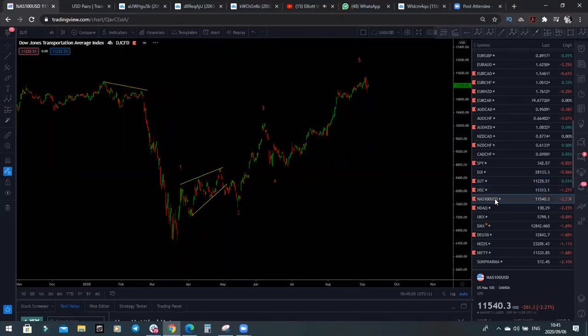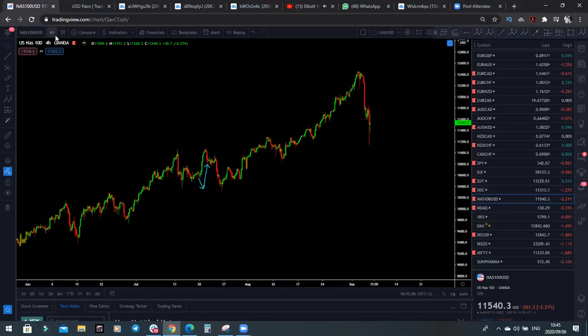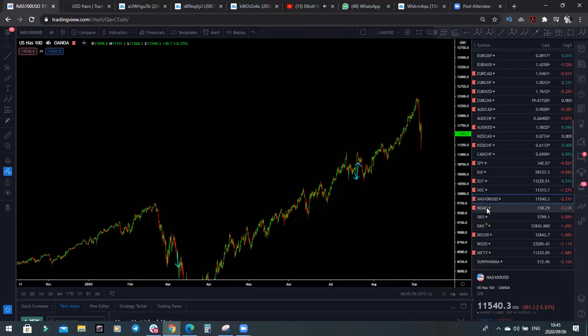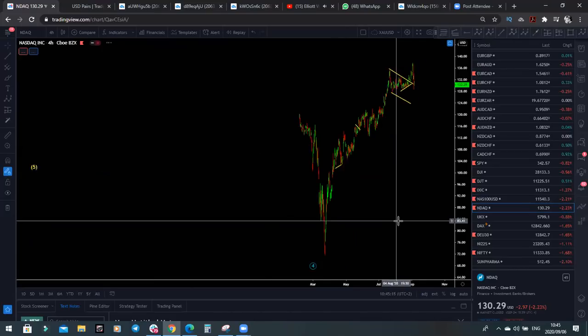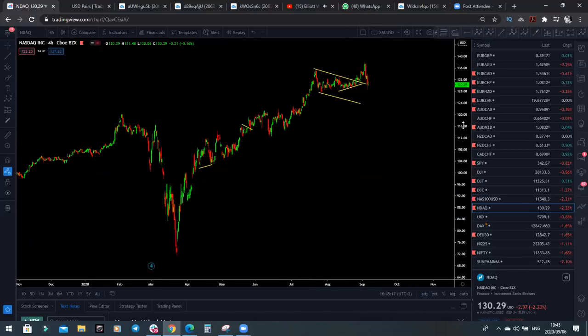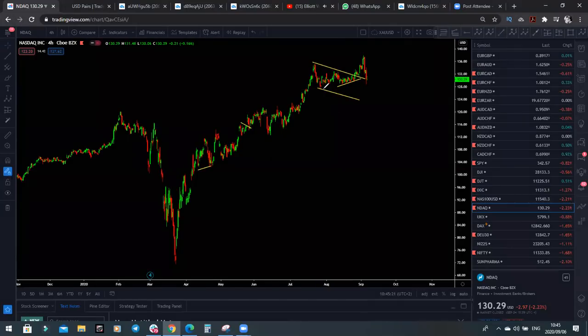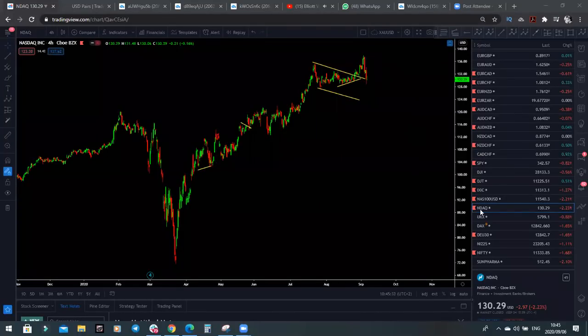NASDAQ, also a very deep pullback. A very deep move to the downside here. Let's have a look and get the structure here. So on the NASDAQ, this looks like a 3-wave move. It's just a 3-wave pullback, so it's going to continue to the upside. We should see continuation to the upside eventually. All right, so that is the NASDAQ.